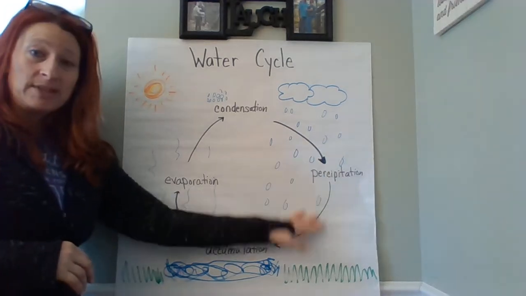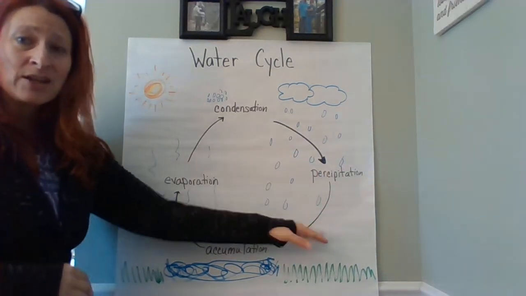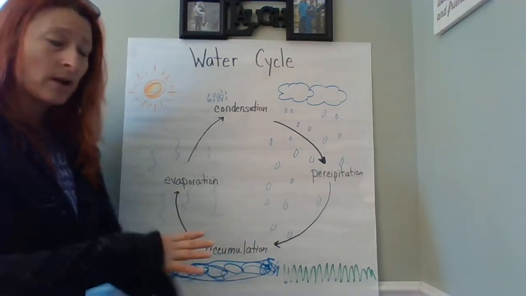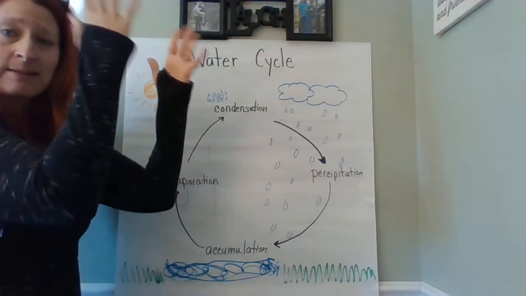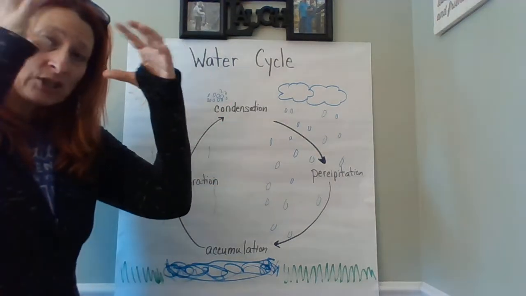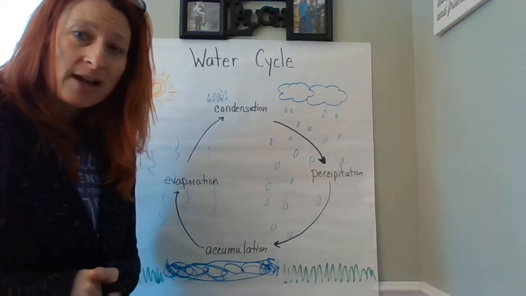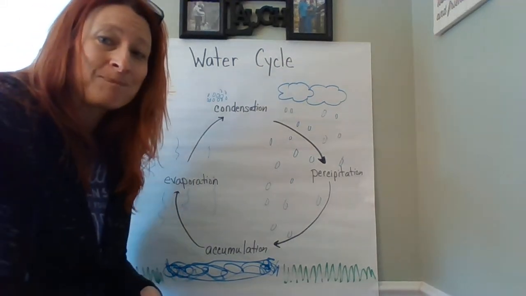So we have precipitation, it comes out of the sky. We have accumulation, it collects at the bottom on the ground somewhere. We have evaporation, it's steam that comes up, and then we have condensation. All right, I'm going to pause real quick. This is your time to get your paper and crayons if you need them. All right, I'll see you in a few.